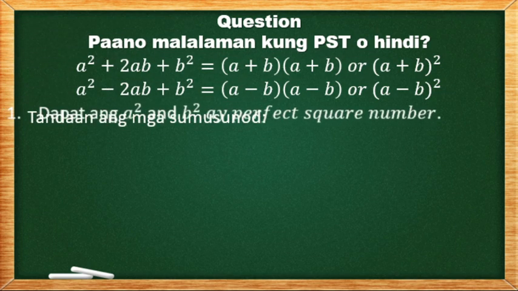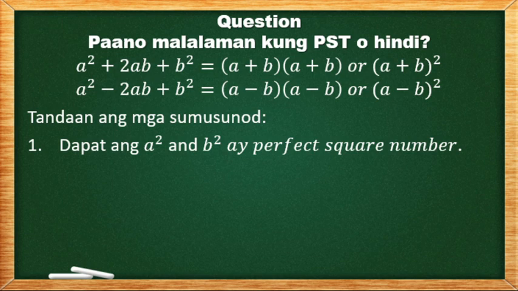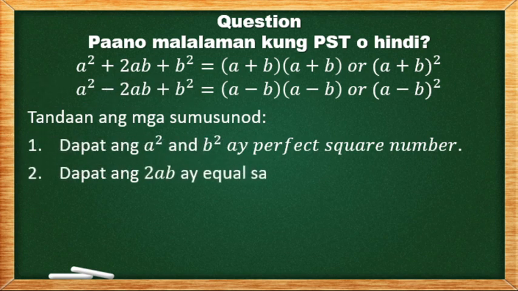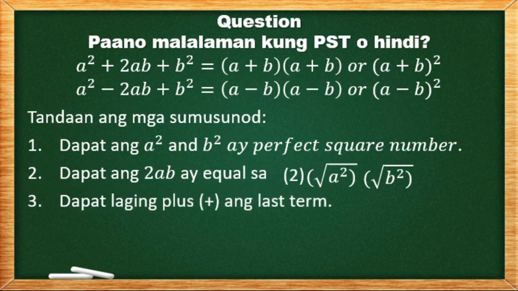First one, tandaan ang sumusunod, dapat ang a squared and b squared ay perfect square number, like 1, 4, 9, x squared, or the exponent of the variable is divisible by 2 or even numbers. Rule number 2, dapat ang 2ab ay equal sa 2 times square root of a squared and square root of b squared. I-apply natin ito mamaya. And the last one, number 3, dapat laging plus yung last term.